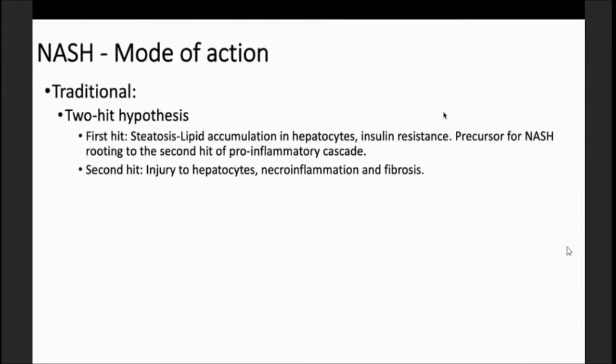The mode of action: NASH technically takes two different hits. The traditional view is the two-hit hypothesis. The very first hit is steatosis or lipid accumulation in hepatocytes, building up of insulin resistance, and the precursor for NASH, routing to the second hit of the pro-inflammatory cascade. The second hit usually involves injury to hepatocytes, necrosis, inflammation, and fibrosis.